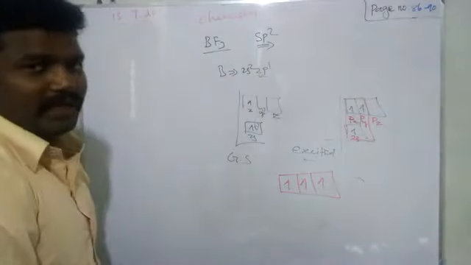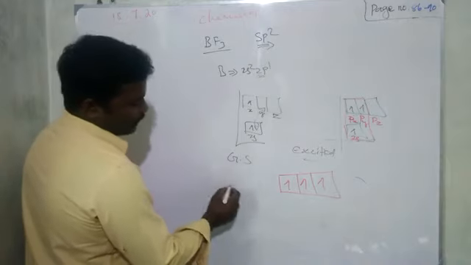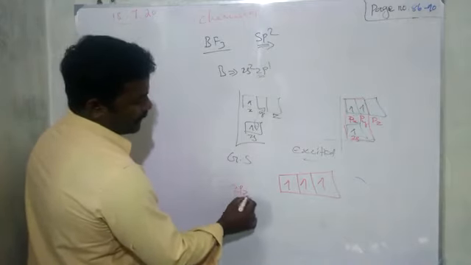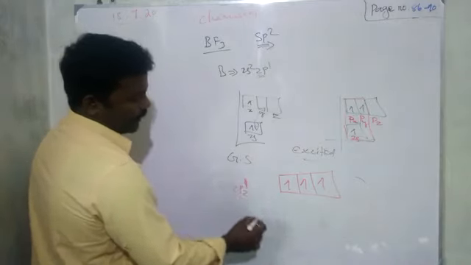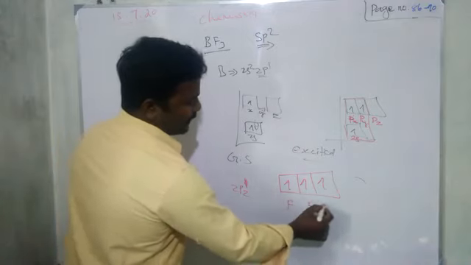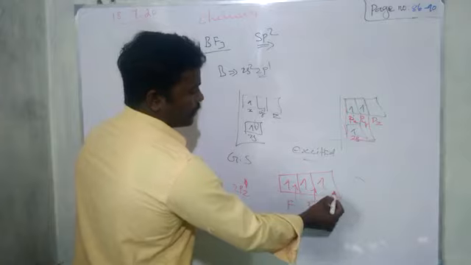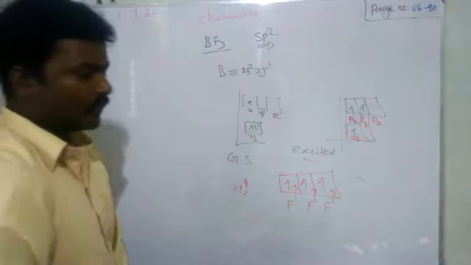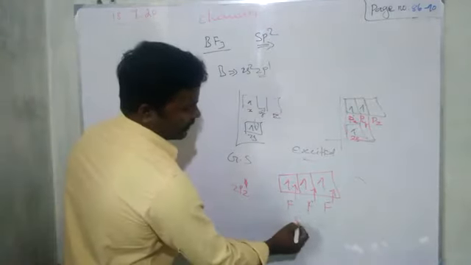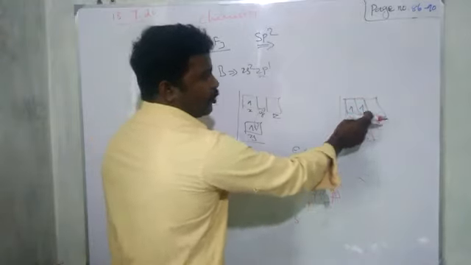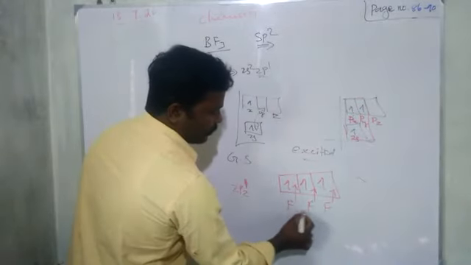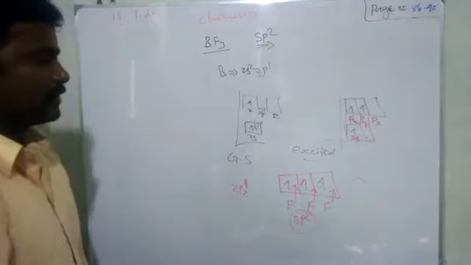Now how many fluorine atoms do we have? 3 fluorine atoms. Fluorine also has a 2pz orbital with 1 electron. So first fluorine, second fluorine, third fluorine, each one will give 1 electron, so they will form bonds. So how does the hybridization take place? One s and 2 p orbitals. sp2 hybridization will take place.